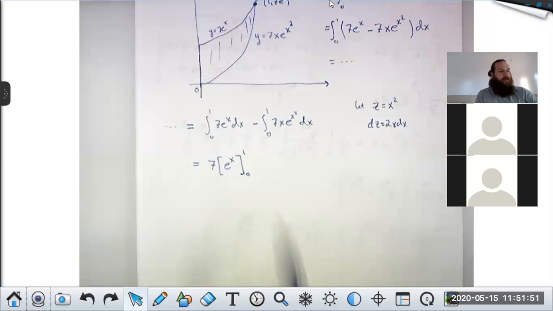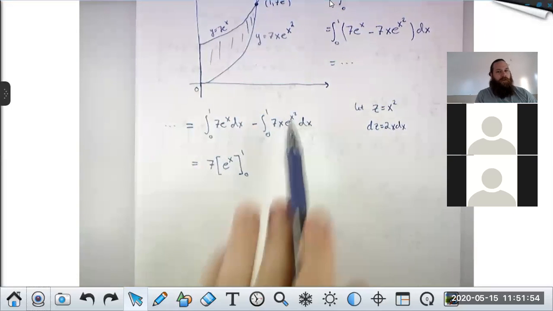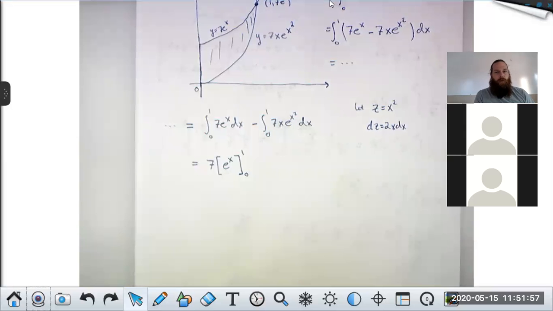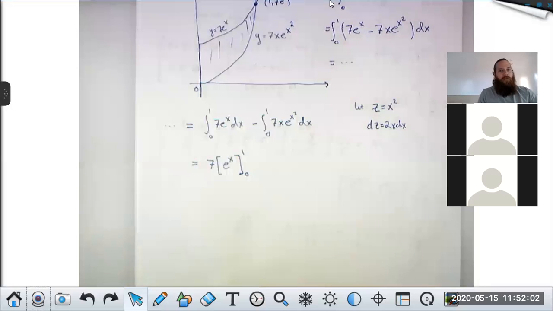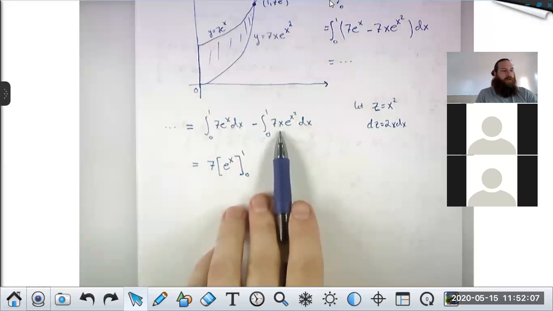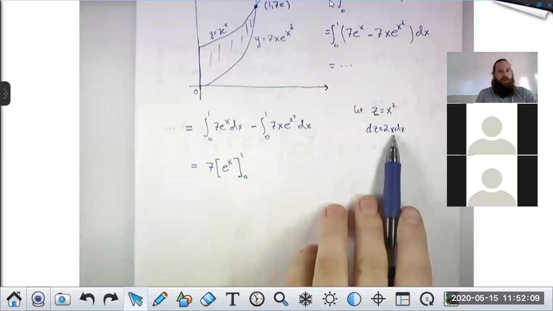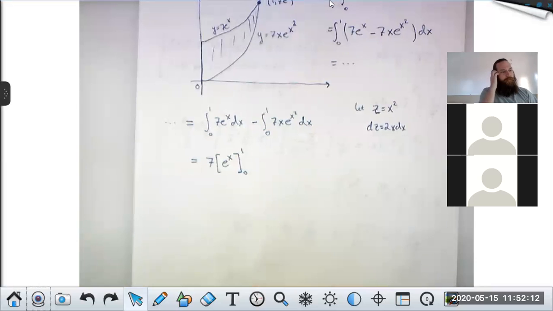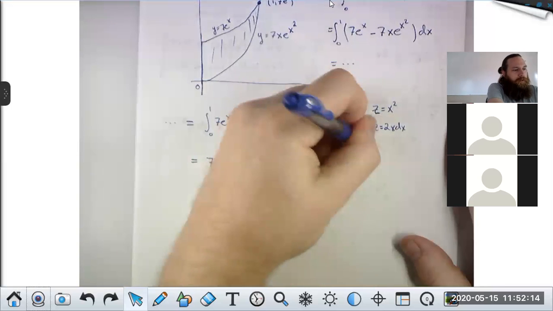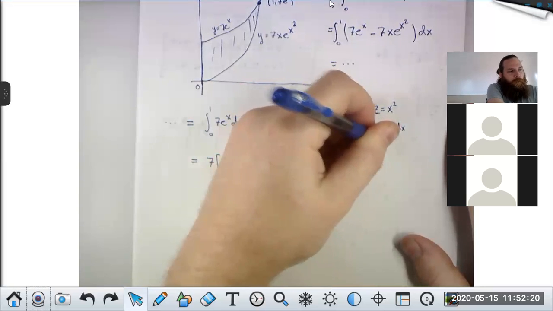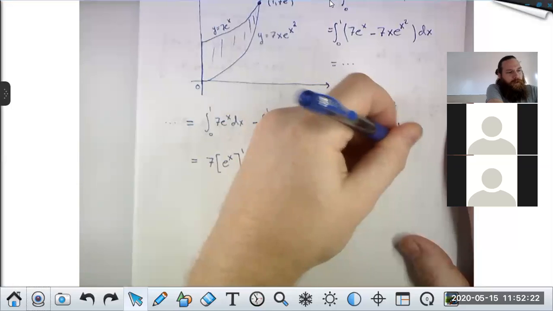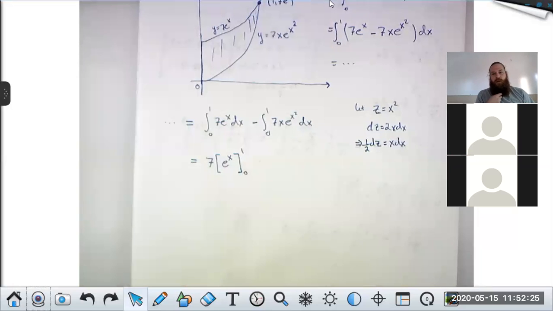I'm letting z be x squared because I've got this e to the x squared business there. And if that was just e to the x or something like that, I would know what to do. That would be easy to handle. So I want to make the exponent for e as nice as possible. Also, I have this x lingering here, which will allow me to absorb the 2x dx differential. So if you want to, you could say this means 1/2 dz is equal to x dx. So the x dx piece I will be replacing by 1/2 dz.